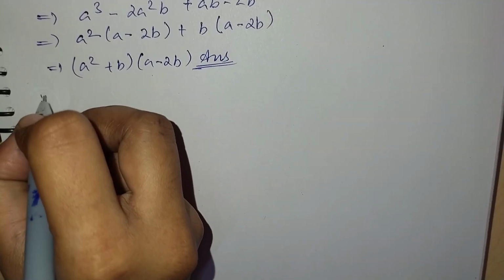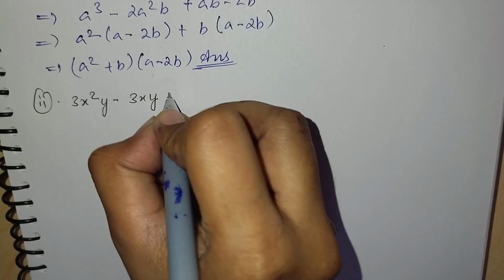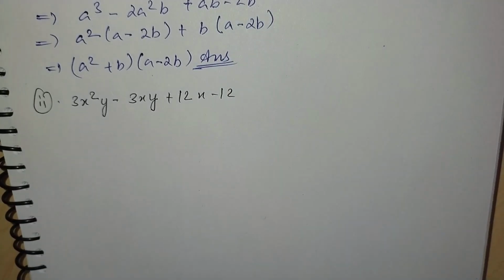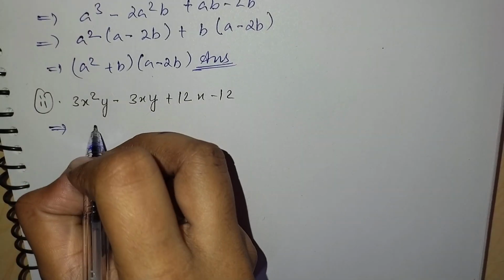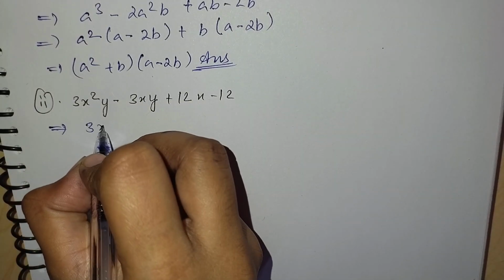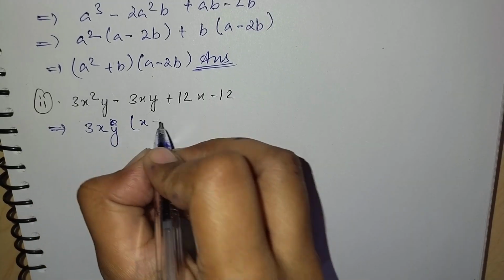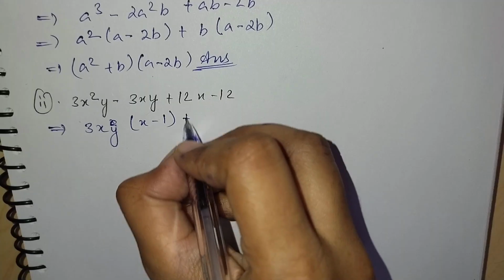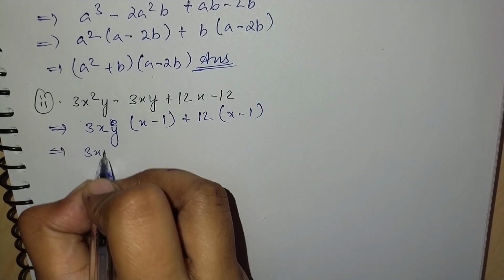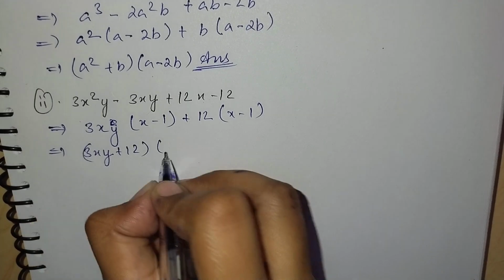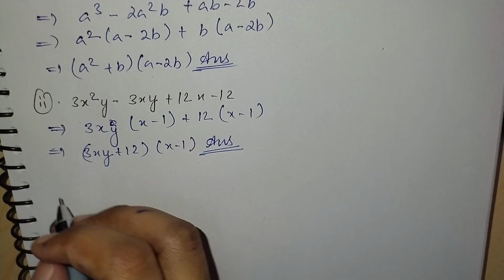Now the second part of 10th question is 3x square y minus 3xy plus 12x minus 12. We can take common from this also. So we can write it as 3x square. Firstly we will take common here. So xy. Now x minus 1 will be left here. Here we will take common as 12. So x minus 1 again, we can write it as 3xy plus 12 and x minus 1 as the common factor answer here in this question on factorization.